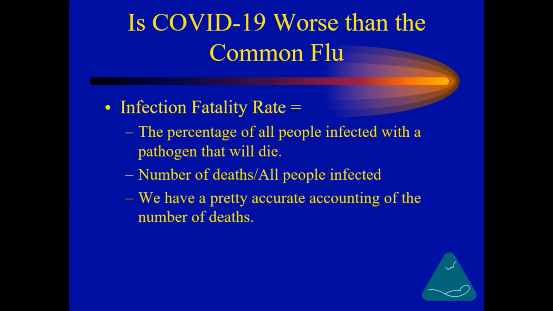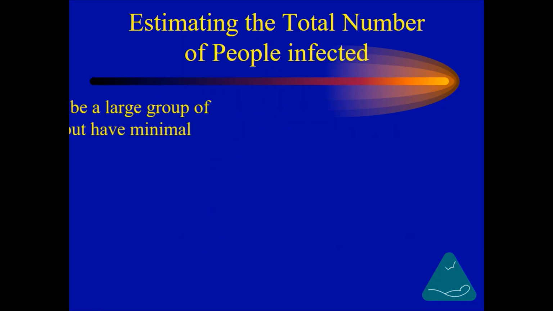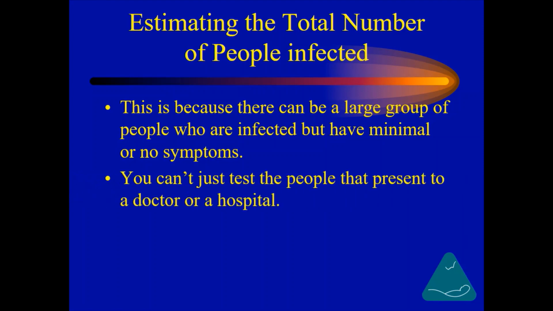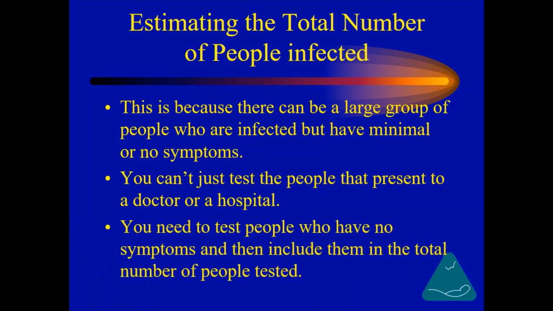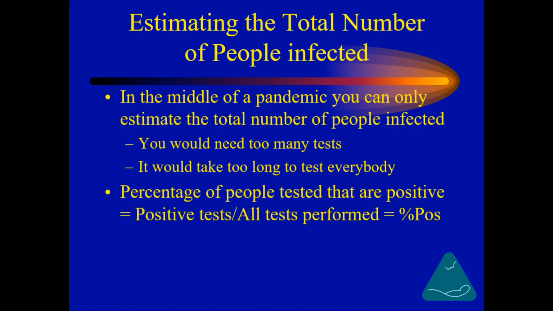Well, we have a pretty accurate accounting of the number of deaths. The problem is, in the middle of a pandemic, it is very hard to know the total number of people infected. This is because there can be a large group of people who are infected but have minimal or no symptoms. As a result, you can't just test the people that present to a doctor or a hospital. You need to test people who have no symptoms and then include them in the total number of people tested. Well, that means you would need to test the whole population, and that's just too many tests and would take way too much time. So in the middle of a pandemic, the only thing you can do is estimate that number. So this is how you do that.